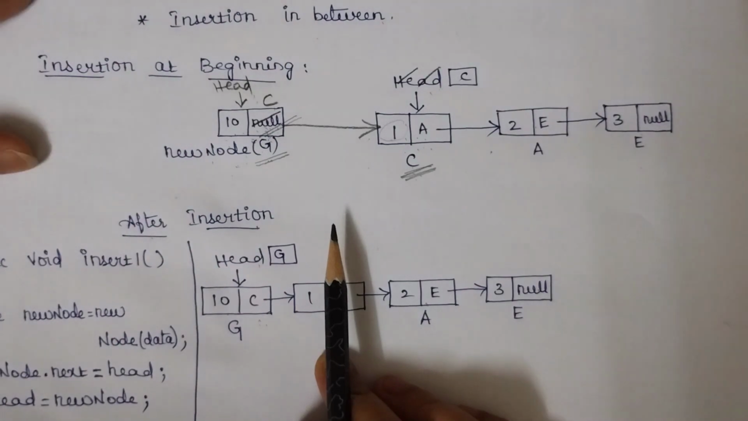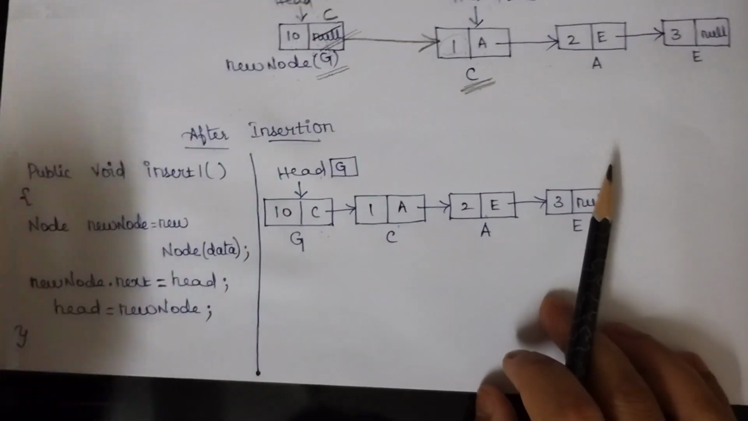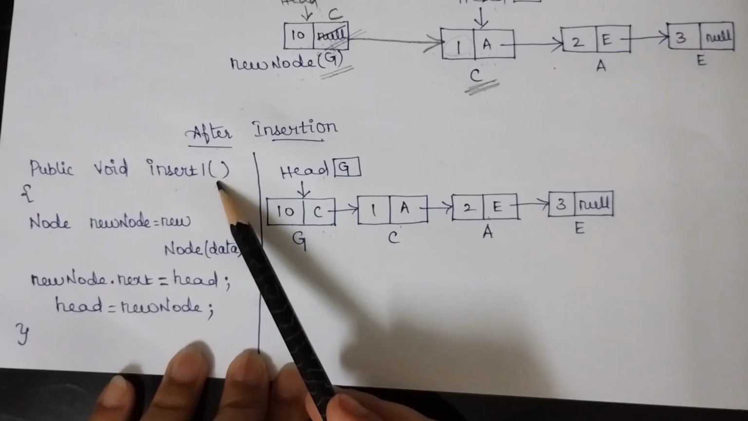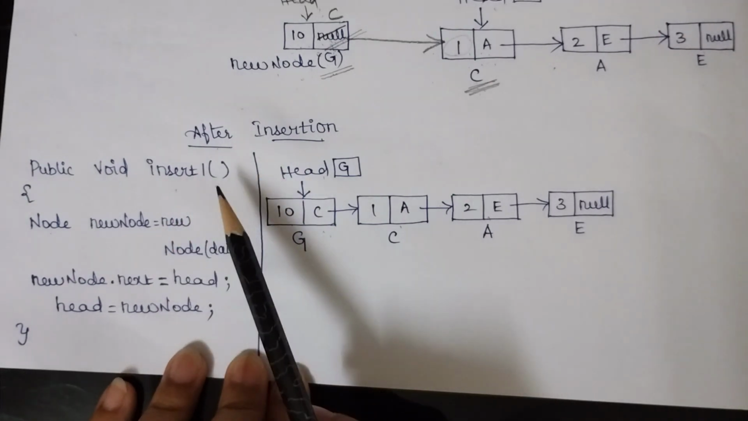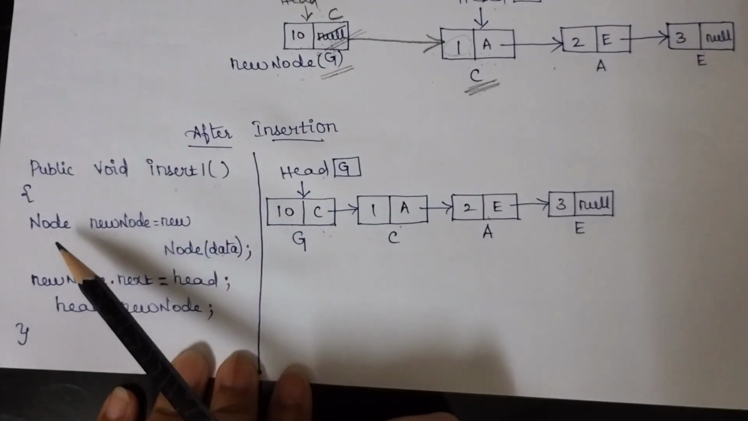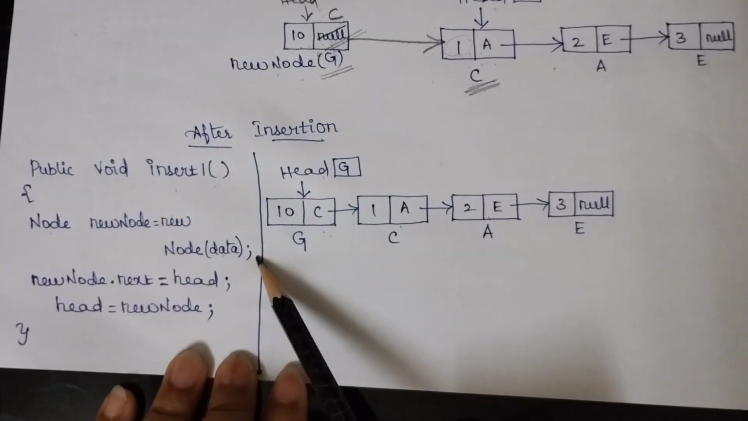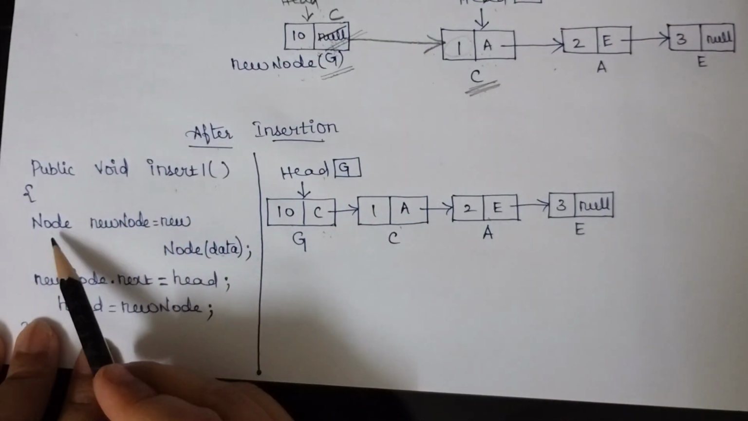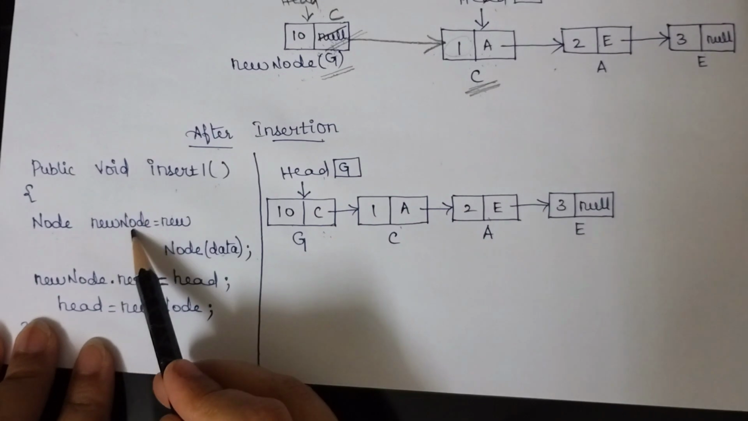How do we write it in code? If you look at the code, you can see I want to insert the node at first, that is at beginning. So whenever you are inserting a node, the first operation is to create a new node. Here I have created a new node by this call. You can see that I have created a new object for the class node with the reference new node.